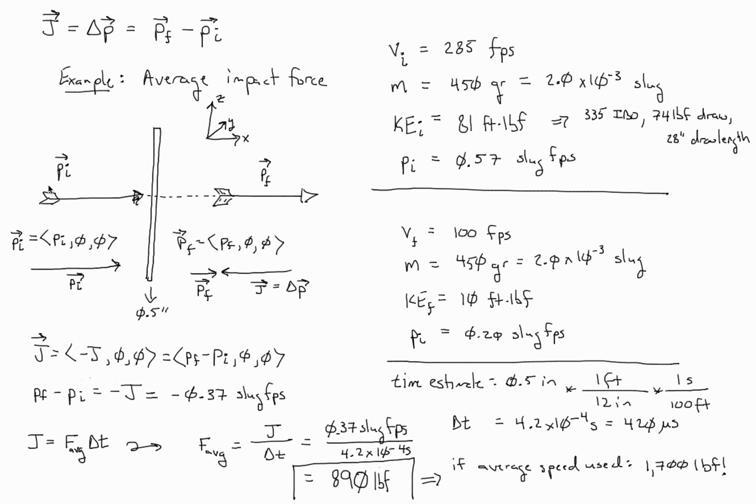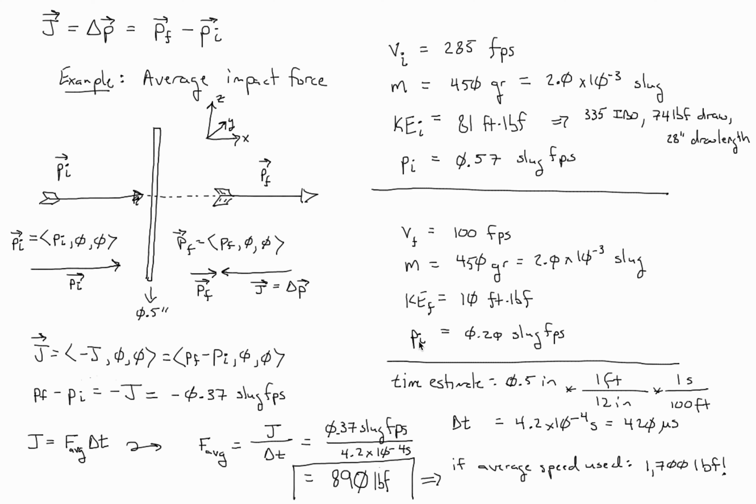Now let's suppose that it punches through, and we've got another chronograph sitting over on this side, and we measure how fast it's going once it comes through, and say it's still traveling 100 feet per second. So it's lost a significant amount of its velocity punching through this material, whatever the material happens to be. Mass is, of course, still the same. Now if we calculate the kinetic energy of the arrow after it's gone through, it is about 10 foot-pound force.